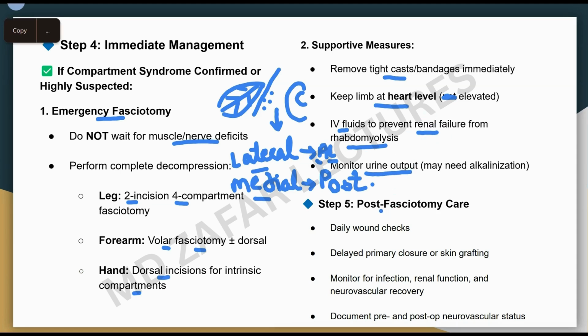Then we have the post-fasciotomy care, which includes a daily wound check, and delayed primary closure is the method used for the fasciotomy incision. You have to look for infection, renal function, and neurovascular recovery. And very importantly, please document the pre- and post-operative neurovascular status of the patient.